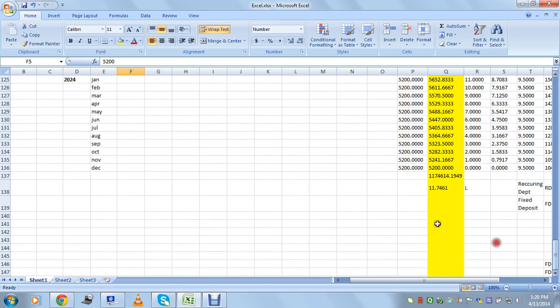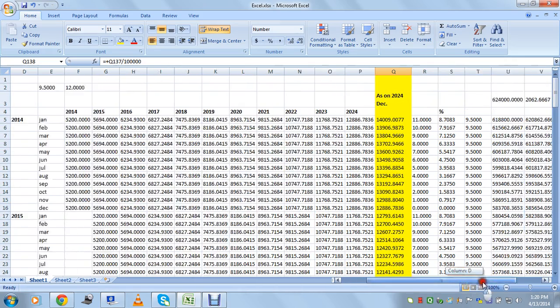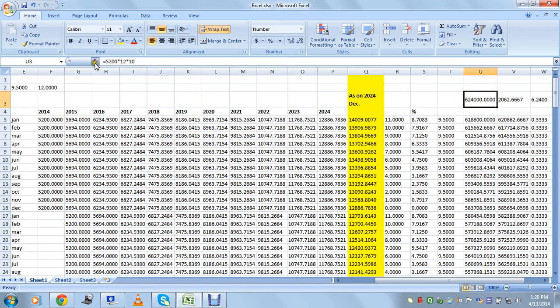This would be the rate of interest. The total premium investment in this case is 6.24 lakhs, which is nothing but 5,200 into 12 months a year into 10 years. So it is 6.24 lakhs.